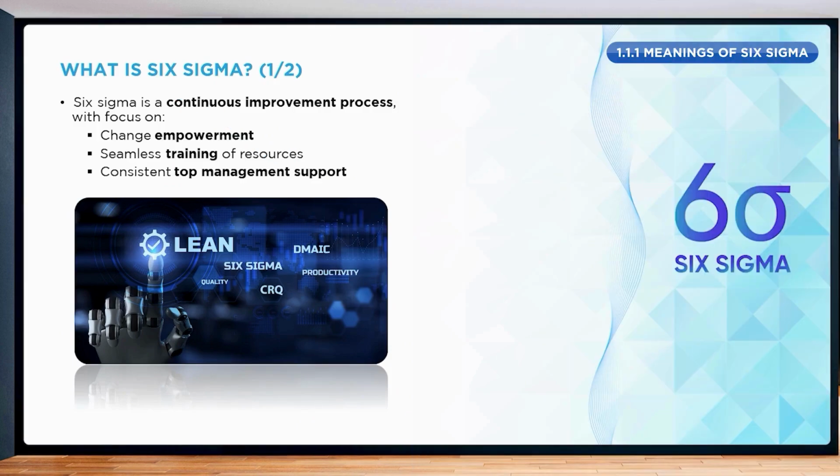So what is Six Sigma? Six Sigma is a continuous improvement process with particular focus on empowering employees working for an organization that has adopted Six Sigma, in order to make changes up to a specific level. Above this level, the employees that have an idea about making a change have to escalate their idea to the senior management, and the senior management will give approval so they can proceed and make the change. So empowerment is very important.